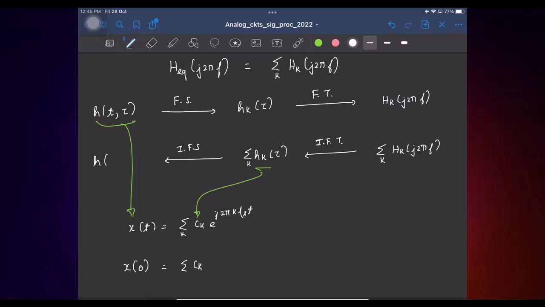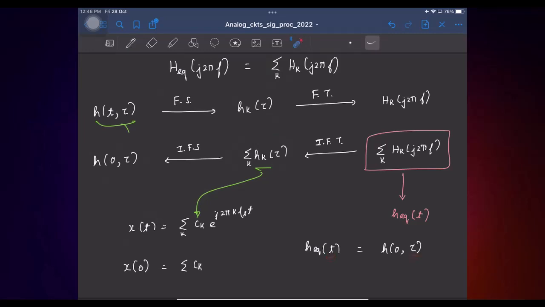Because this is a periodic signal in time, all operations are with respect to t, the time t. So what is this? H(0, tau). And remember, this was the equivalent LTI's frequency response. So if I take the inverse Fourier transform, I get H equivalent of t, right? So from whatever you have seen, can you tell me what H equivalent of t is? Oh, that is not possible, right? This is a function of t, this is a function of t.